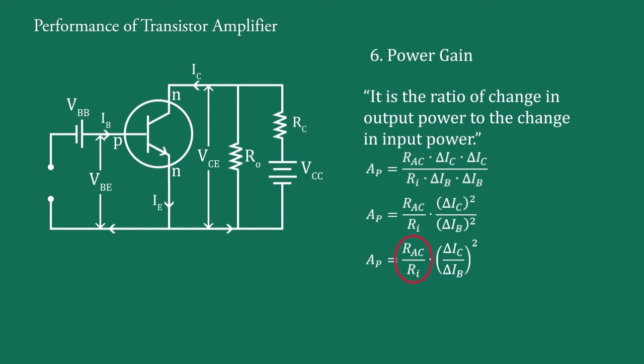This RAC upon RI is the ratio of output resistance to input resistance, so it is called resistance gain. And delta IC upon delta IB is current gain. So, we can say that AP equal to resistance gain into square of current gain. These are the terms related to transistor amplifier.